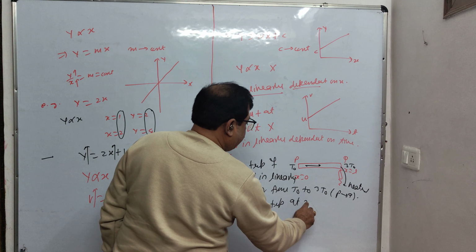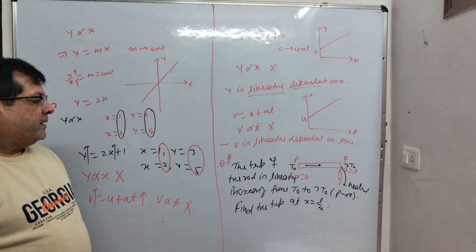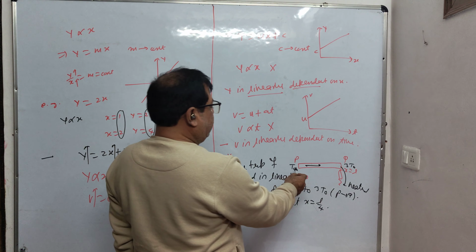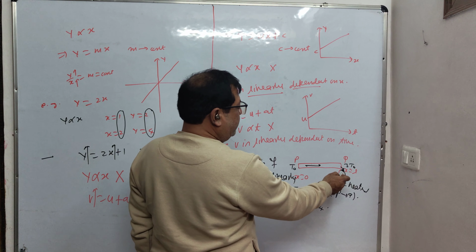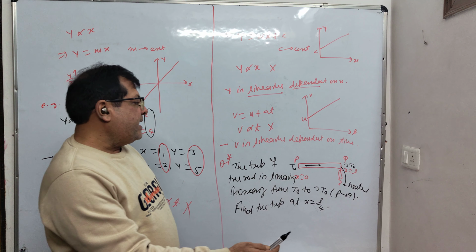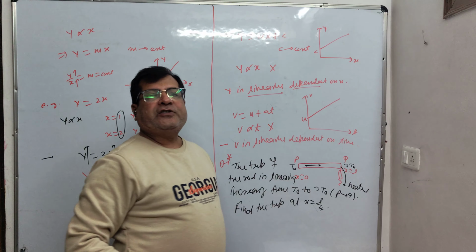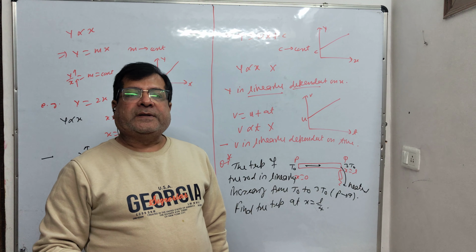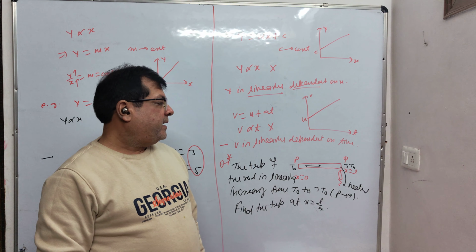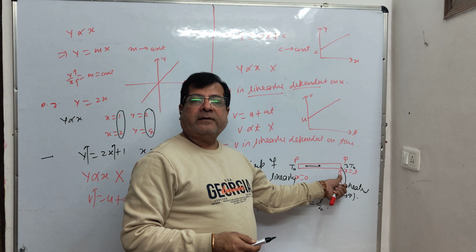at x is equal to L by 4, right? So this is T0 when x is equal to 0, 3 T0 when x is equal to L. So we are finding out somewhere else at this point. At this point, what is the temperature? So of course, that temperature should be more than T0 or less than 3 T0.